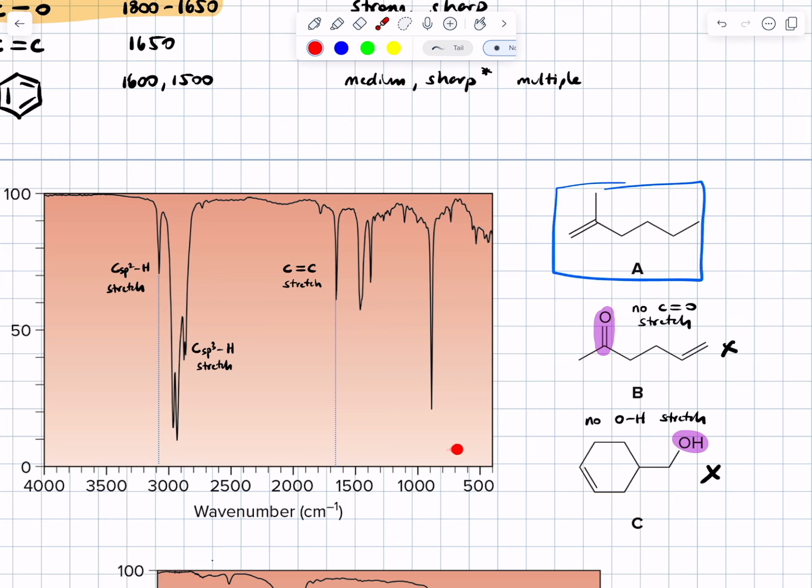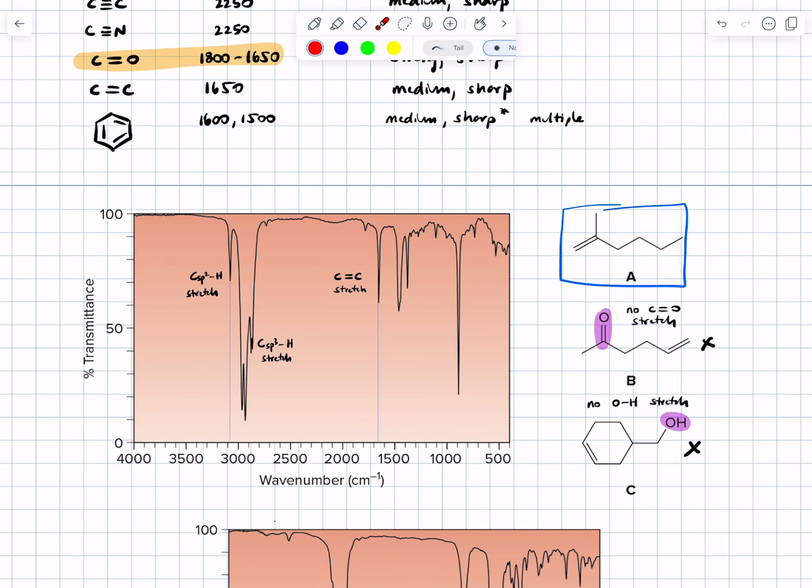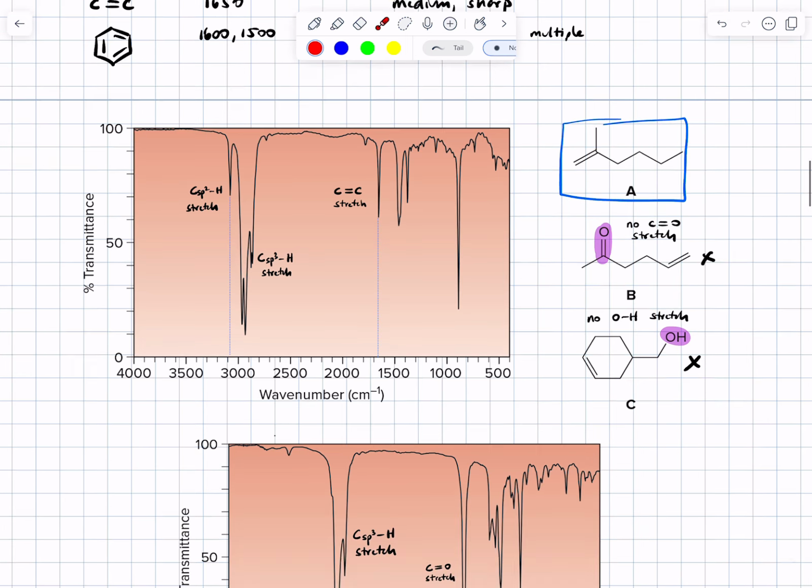Also, notice that this area here where the sigma bonds show up, we're not even bothering to interpret. It's generally too complicated. We call that the fingerprint region, and you can do calculations, but it's not useful if it's just you and your brain. But this area above 1500 is where the functional groups that we're interested in show up.